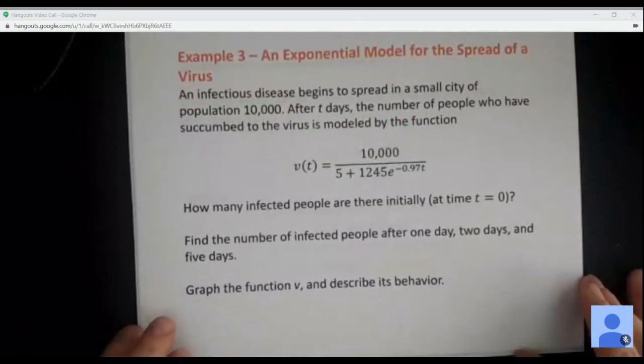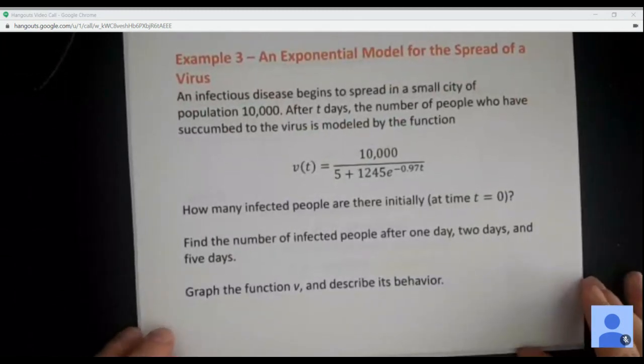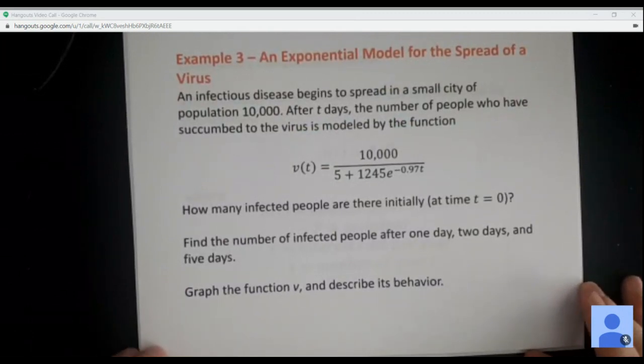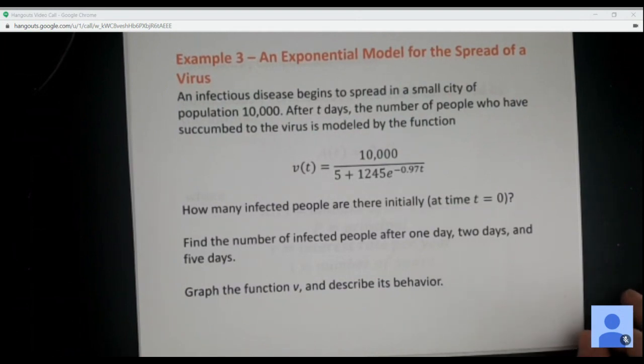All right. This is always one of my favorite problems, and it's even more so right now because it's pertinent. An infectious disease begins to spread in a small city of population 10,000. After t days, the number of people who have succumbed to the virus is modeled by the function given there. There's a lot going on there: 10,000 divided by 5 plus 1,245 times e to the negative 0.97t. So a pretty complex function.